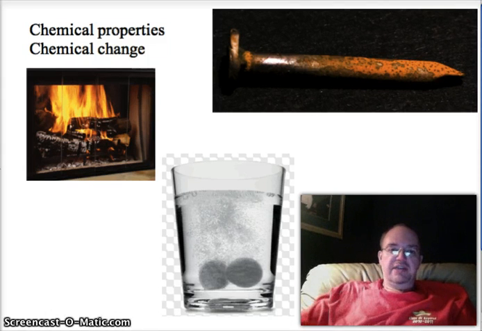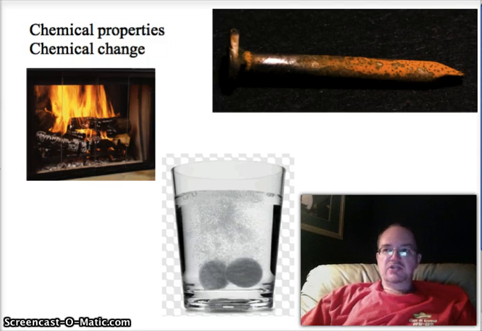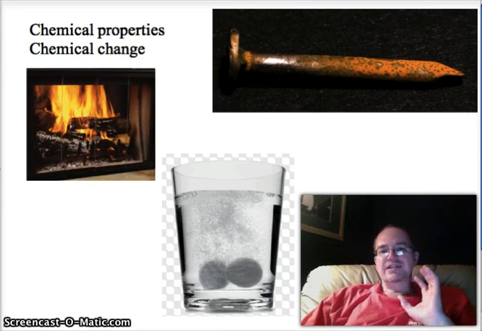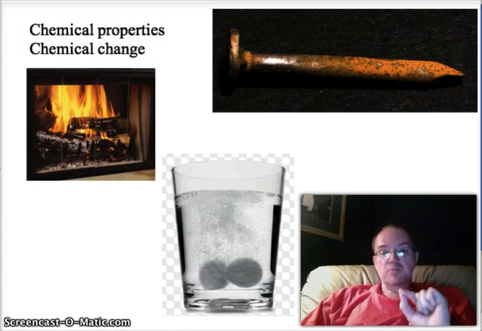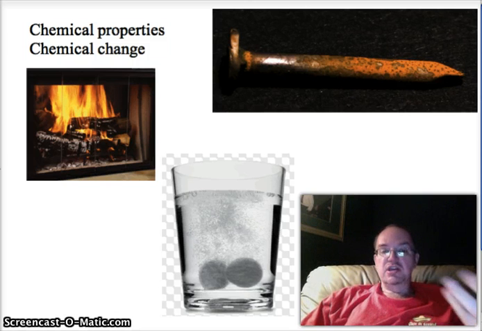Chemical properties have to do with chemical change, and the properties are like characteristics, the way a substance reacts with others to form new substances, and that's going to be the key. If it forms new substances, then you have a chemical change, and it also has to do with chemical properties.